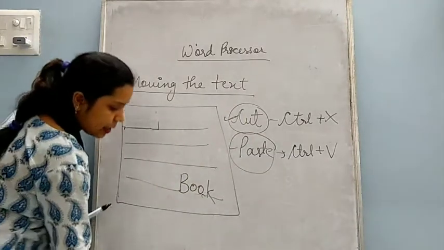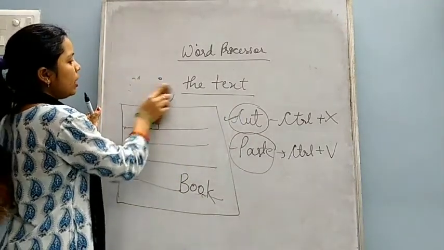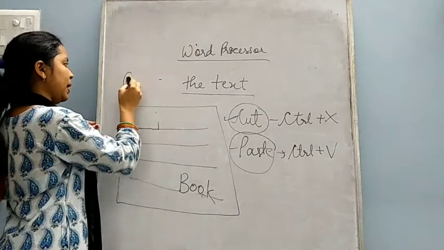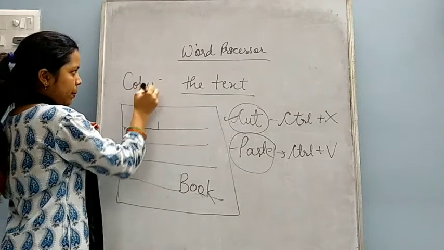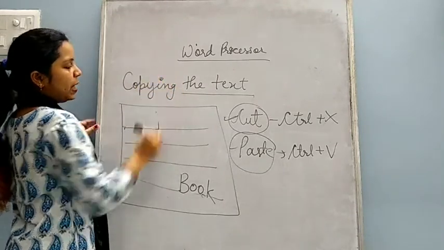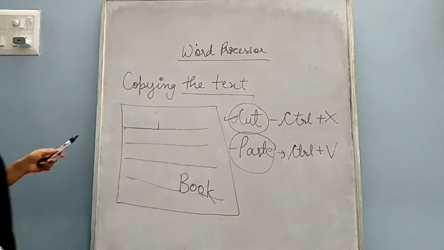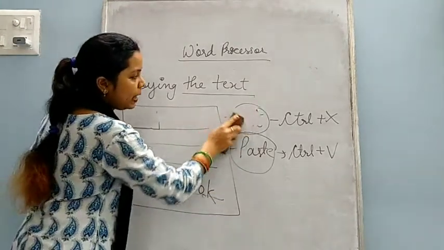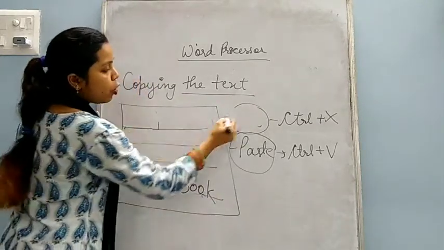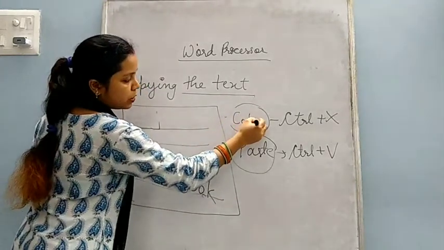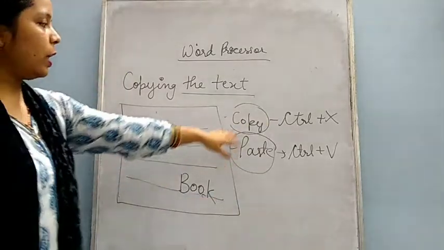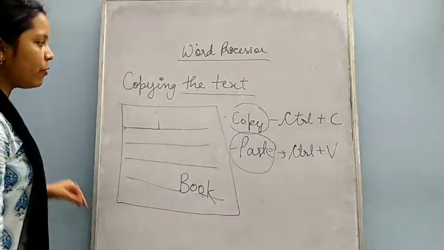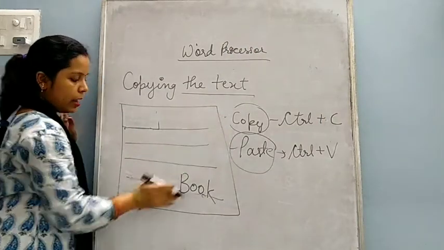Now the next thing I am going to tell you: one is moving, and another topic is copying. This is somewhat the same, but only one difference is there. In moving, the cut and paste option is used. In copying the text, the copy and paste options are used. The shortcut key for copy is Ctrl plus C. So for copying the text we use the copy and paste option.